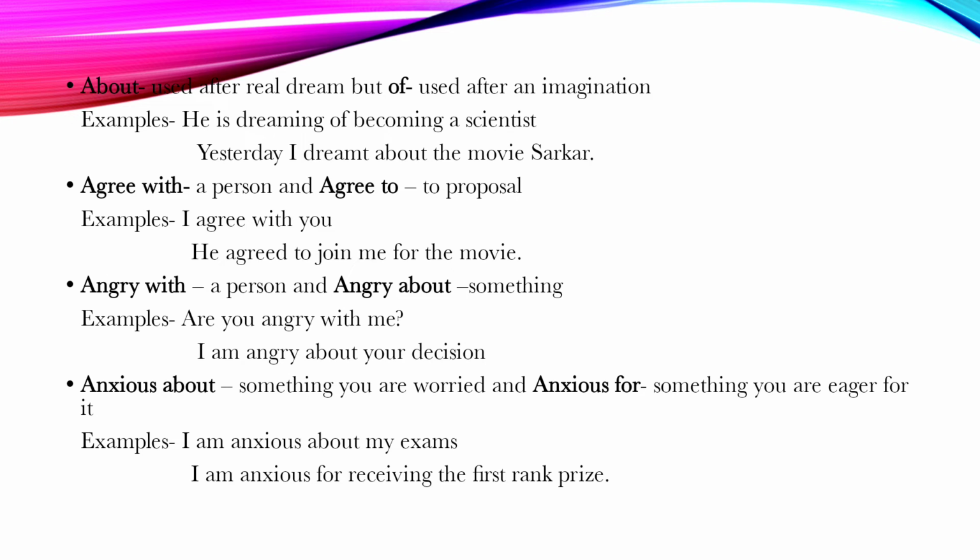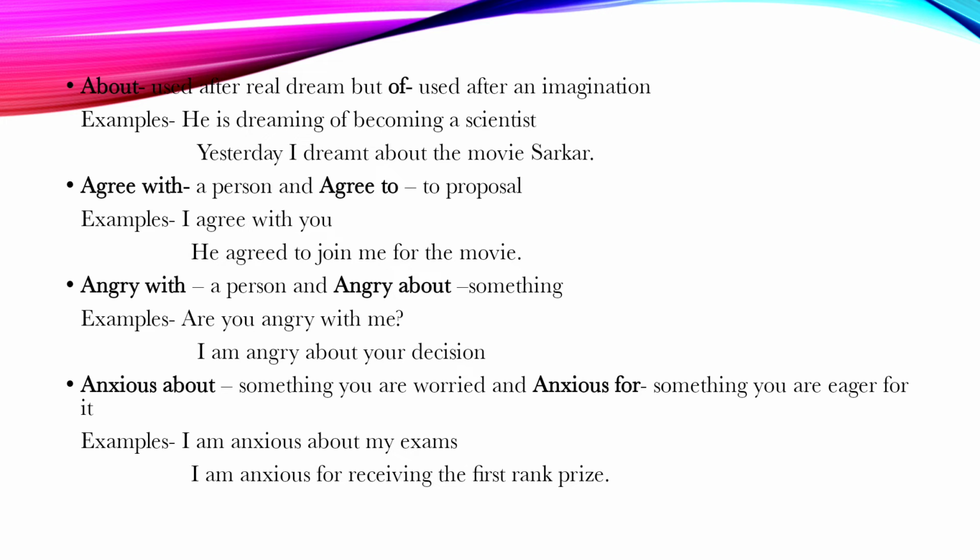You can only be angry with a person. You are always angry with a person and angry about a thing, a concept, an idea. Consider the example. Are you angry with me? There we use the preposition with. And in the next example, I am angry about your decision. There the preposition about is used. It's about something, a concept. Angry about something, about your decision, and not a person. So that is the difference between with and about when it is used with angry.